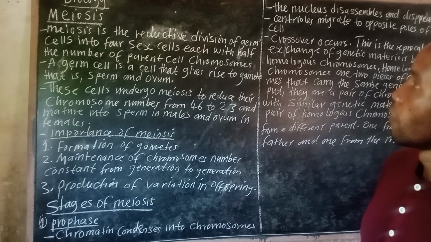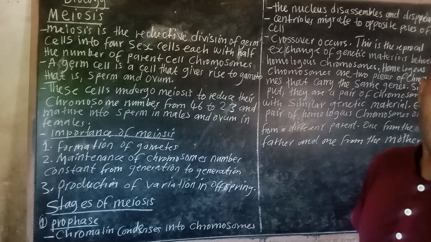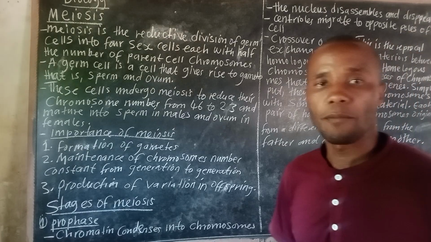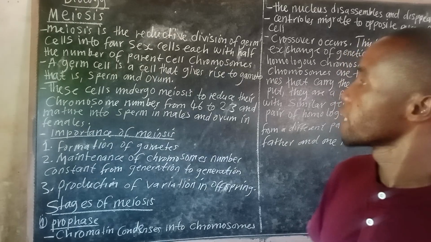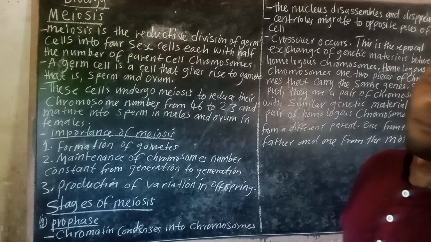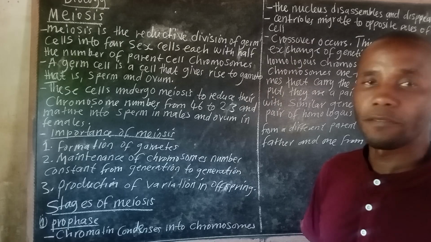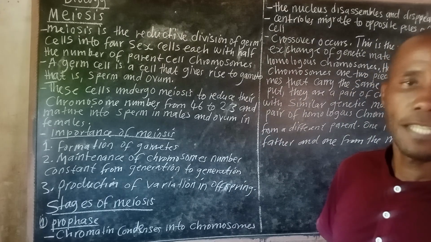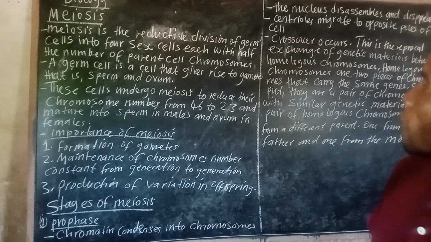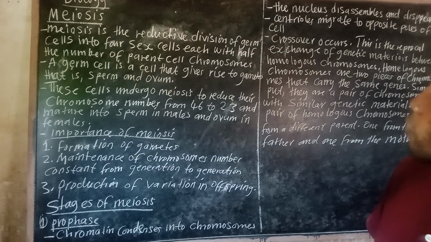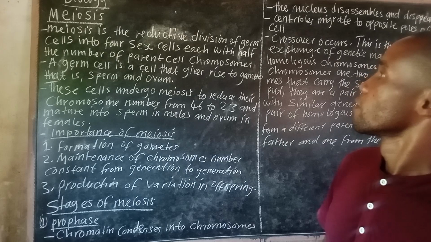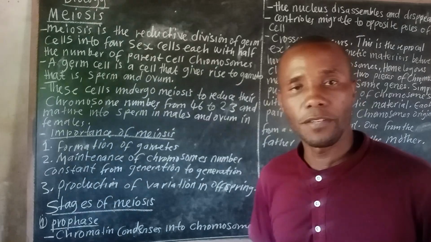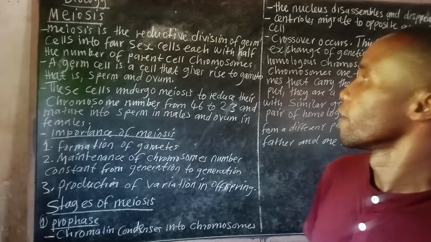Our topic in biology: we are still looking at cell division. To some of you who are following me step by step, you are able to detect how we are moving. We just completed mitosis type of cell division. Now we are going to look at meiosis. So what is this type of cell division called meiosis?